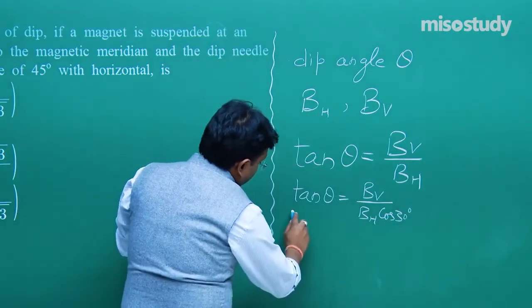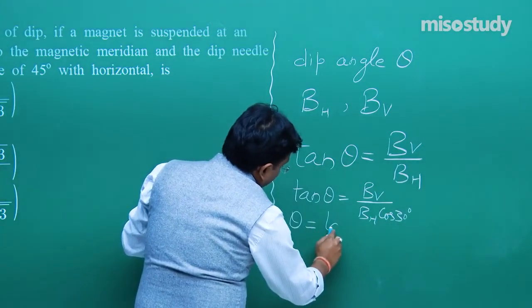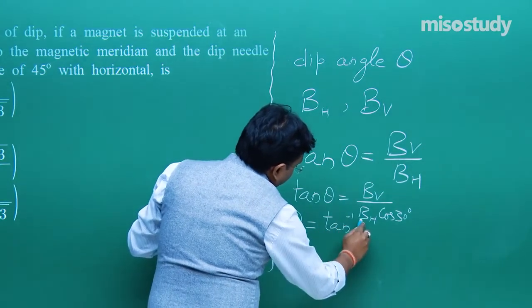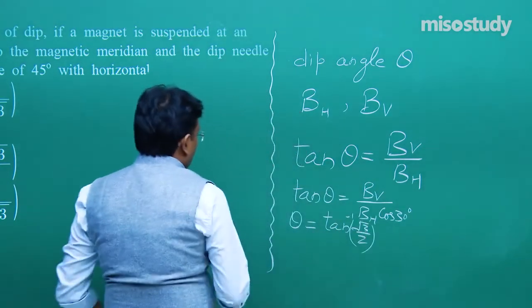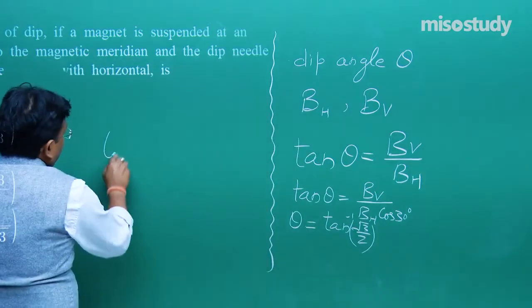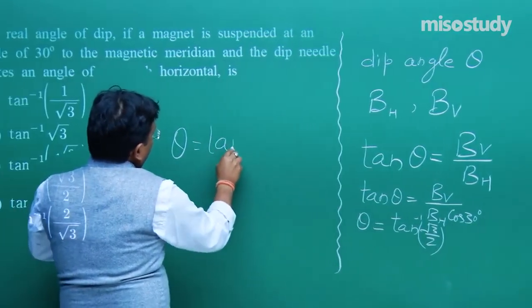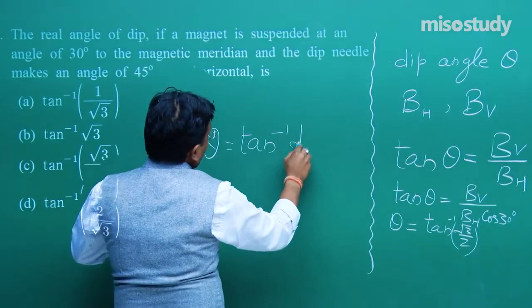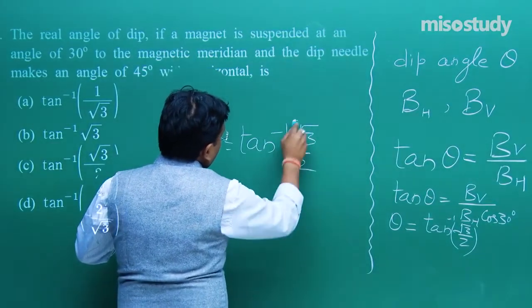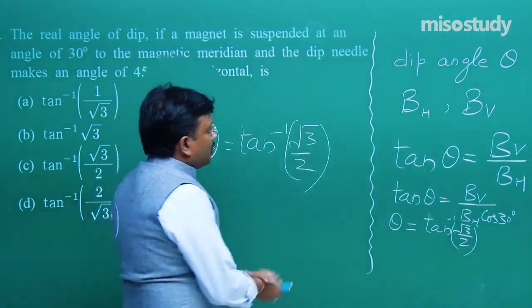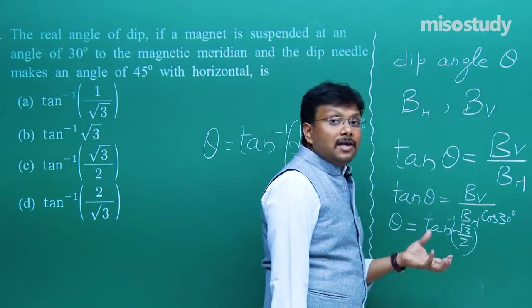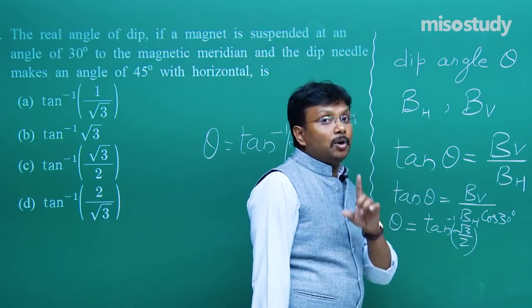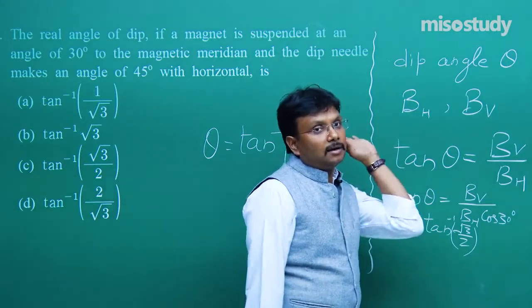Fine. So, from here you can say theta is equal to tan inverse root 3 by 2. So, not a difficult question. Once again, the need is to be comfortable with the basic formulae.